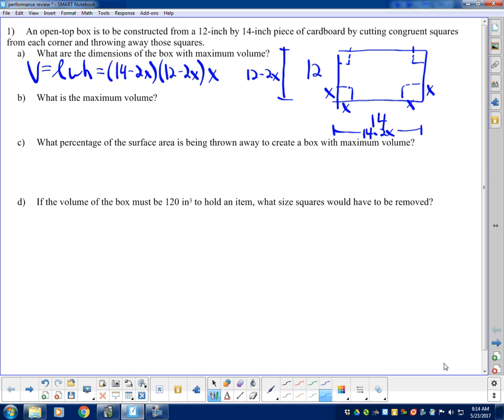So to find the maximum volume and the dimensions of the box with that maximum volume, we'll take A and B all together. We're going to need to plug this into our calculator and use the max feature on there. So I'll show you how to do that.